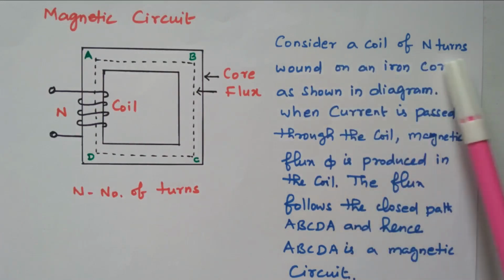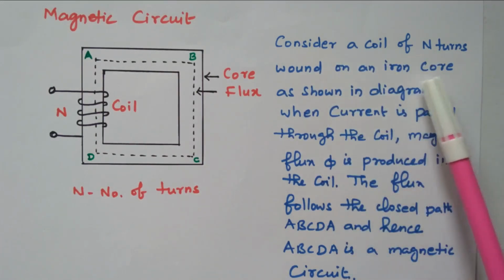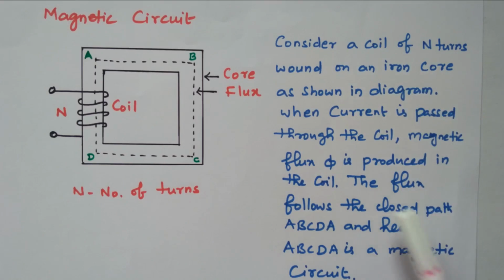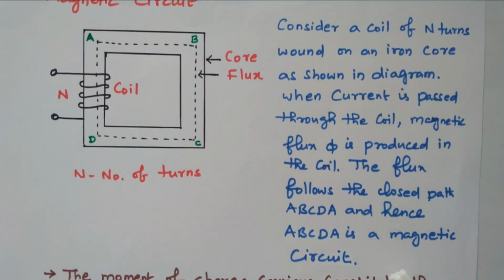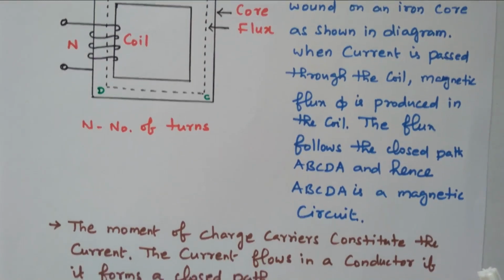Consider a coil of N number of turns wound on the iron core as shown in the diagram. When current passes through the coil, magnetic flux is produced. The flux follows the closed path A, B, C, D, A. Hence A, B, C, D, A is nothing but a magnetic circuit. We will see some more details in that.